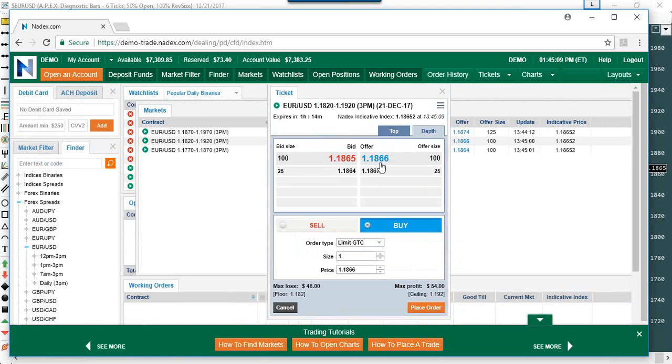No. If I bought this one and the market moved 20 pips in my direction, I'm going to make 19 pips. I'm going to make almost that whole 20, right? Because I'm getting in right where the market is. Does that make sense? Can everybody literally see that on the Nadex platform? 1865, 1866. See that? It's right there.